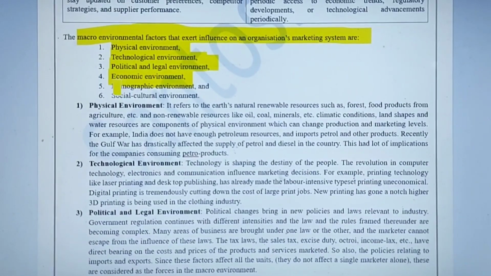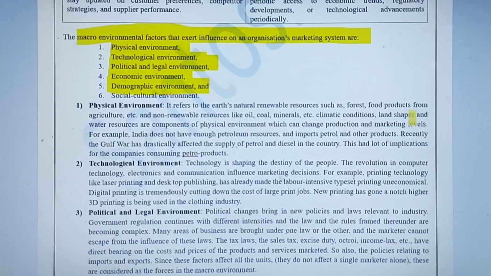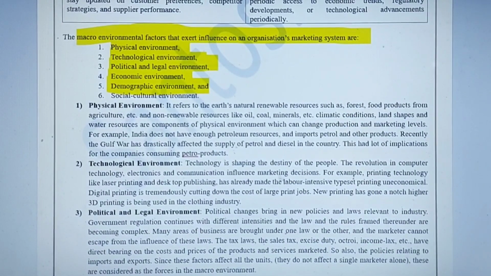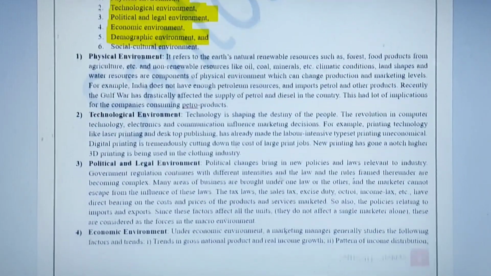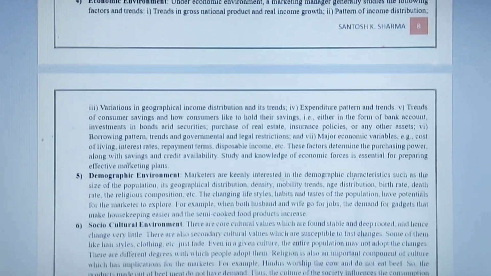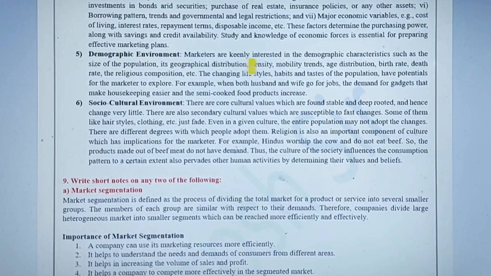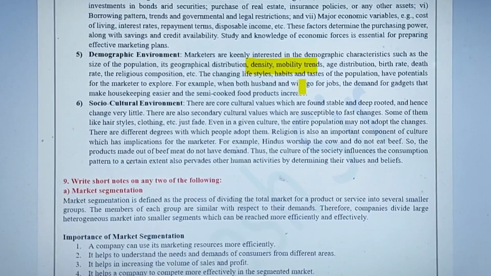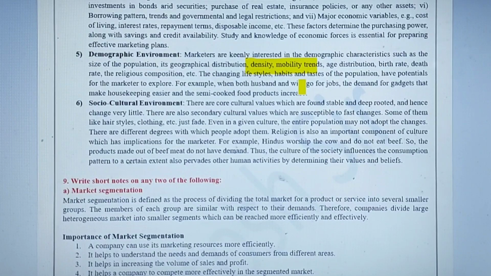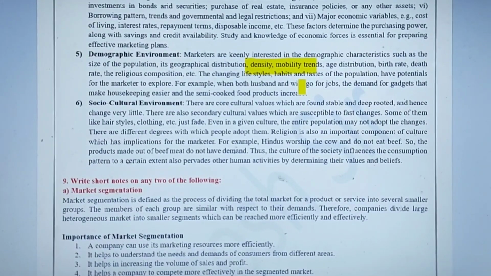Then we have demographic environment. Demographic means the type of people, their literacy rate, the death rate, and the density of population. So all these are a part of demographic environment. All these forces of demographic are analyzed by the marketing manager before framing strategies.